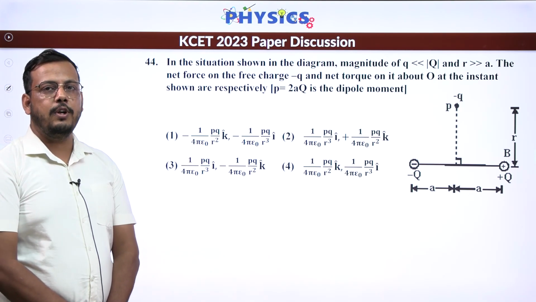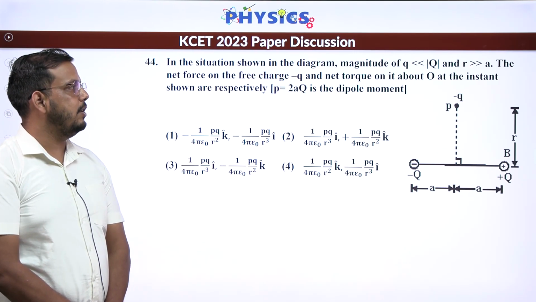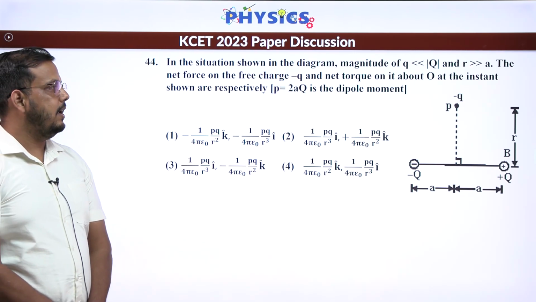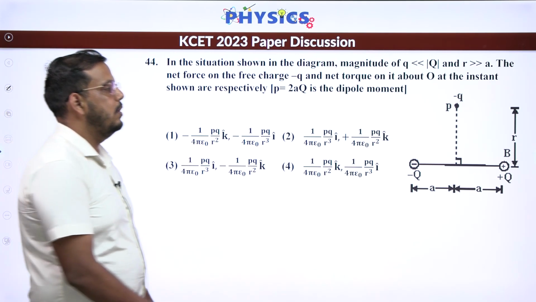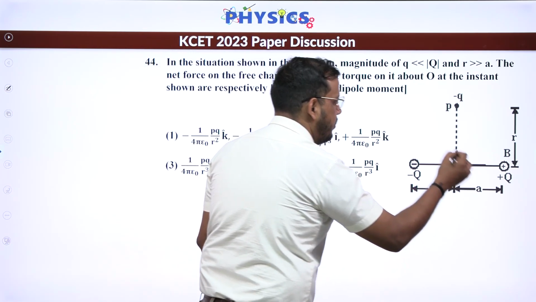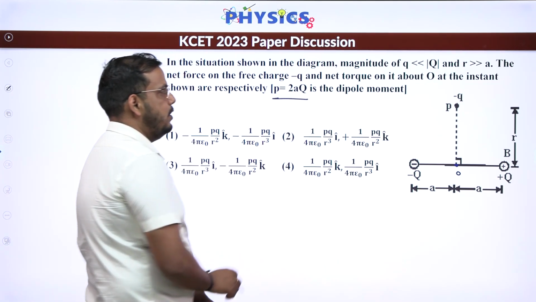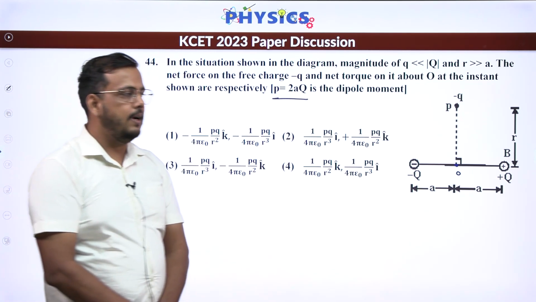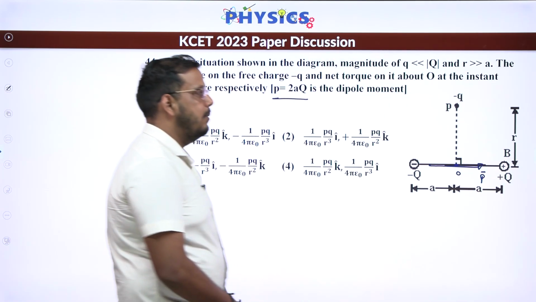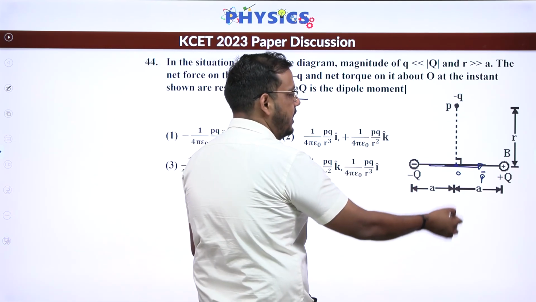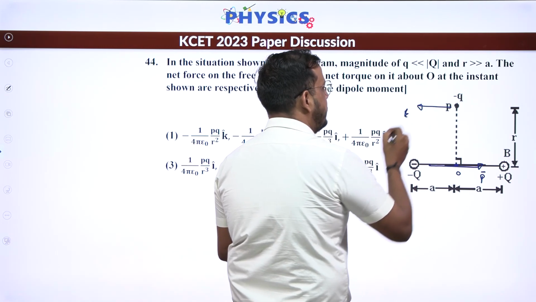Next question is question number 44. In the situation shown in the diagram, the magnitude of q is very, very less than capital Q. R is very, very greater than A. The net force on the free charge minus q and the net torque on it about O. So this point is O. At the instant shown are respectively, where the dipole moment is 2aq. Now what is the direction of dipole moment? Always negative to positive. So this is the direction of dipole moment. Now this point P is on the equatorial line, so the direction of field will always be opposite to the direction of dipole moment. So this is the direction of field.